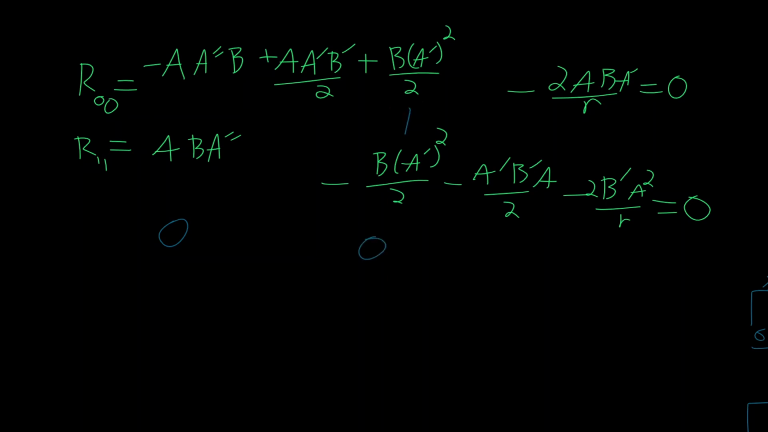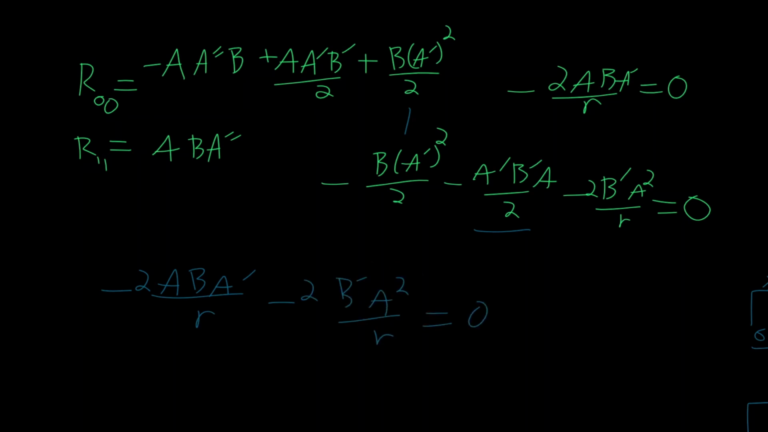We have this a prime b prime over 2, but then we'll see we also have this right here. So those two terms, even though I did write an a there, those two terms will actually cancel. So we get another 0 for those terms. So the only terms that are left, if we just erase our zeros, are the minus 2ab a prime over r, and then minus 2b prime a squared over r.